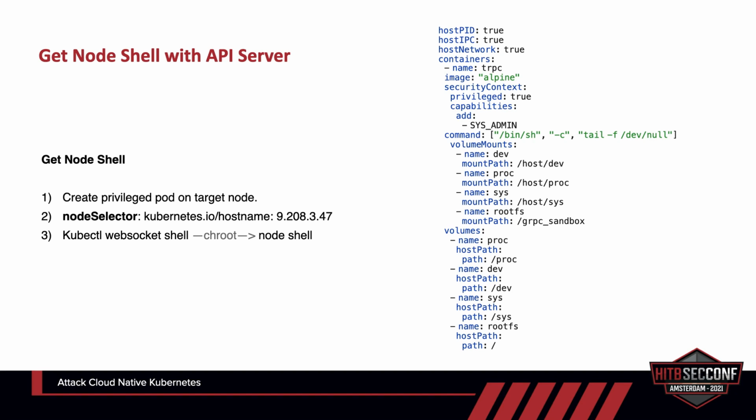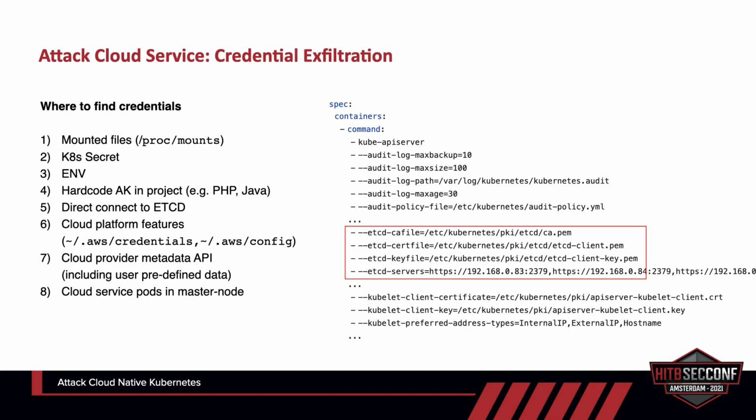You can use the node select label to select the target node server and get a root shell, except the master node. If you want to find some credentials of a cloud account, you can find them in the following paths: the config files, the Kubernetes cert from the kubectl get yaml result, the hardcoded AK in the project, the etcd, the cloud platform features, the cloud metadata API, and the KA port in the master node.